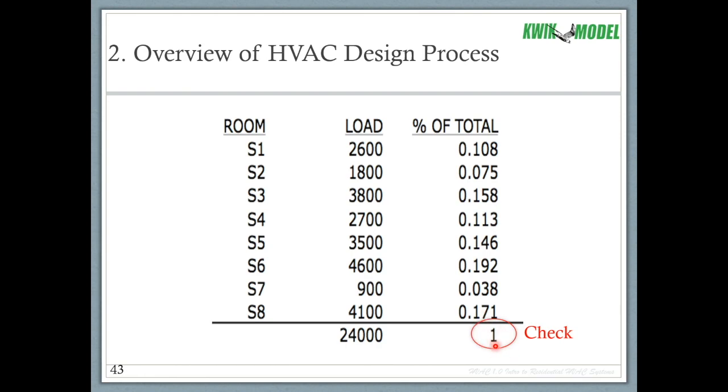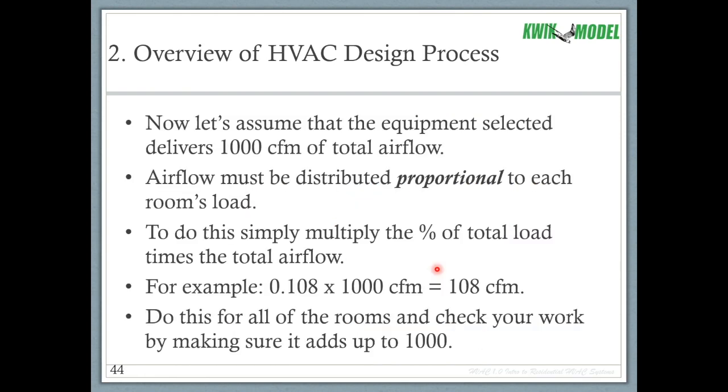In other words, 100%. Now let's assume that the equipment selected delivers 1000 CFM of total airflow. Again, that's a Manual S thing, and we don't have time to go into a lot of detail on that. Suffice it to say that a common design criteria is 400 CFM per ton. That's usually a decent starting point, and then you'll fine-tune that based on the actual equipment. And so we've decided this would be a 2.5 ton system. So 2.5 times 400 is 1000 CFM. So that's how we're going to start our design.